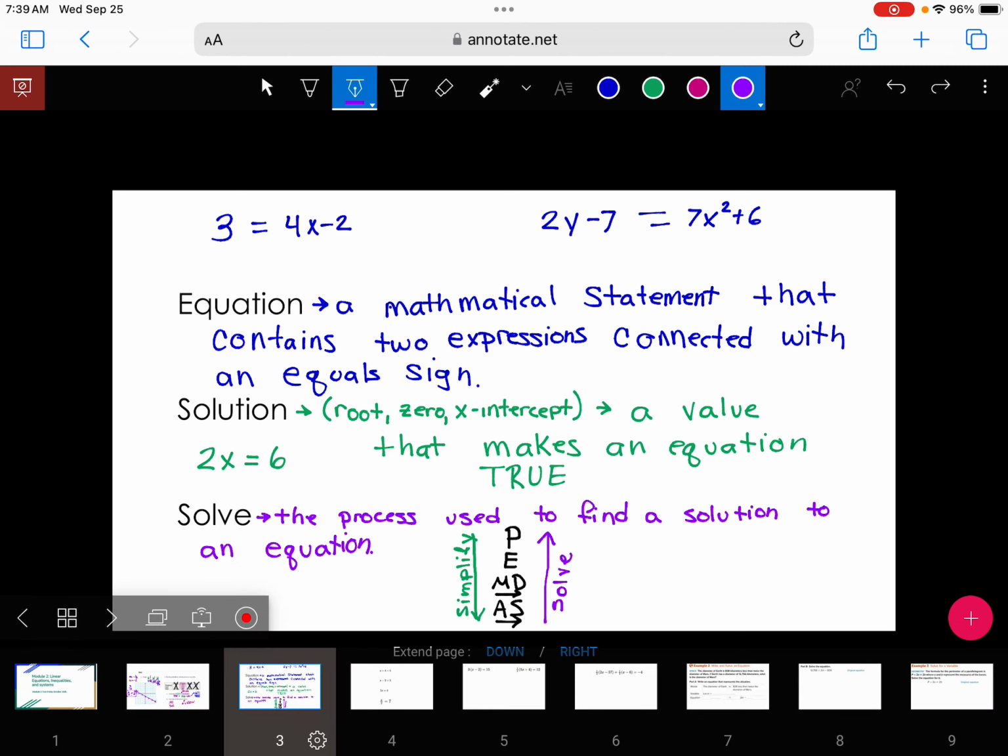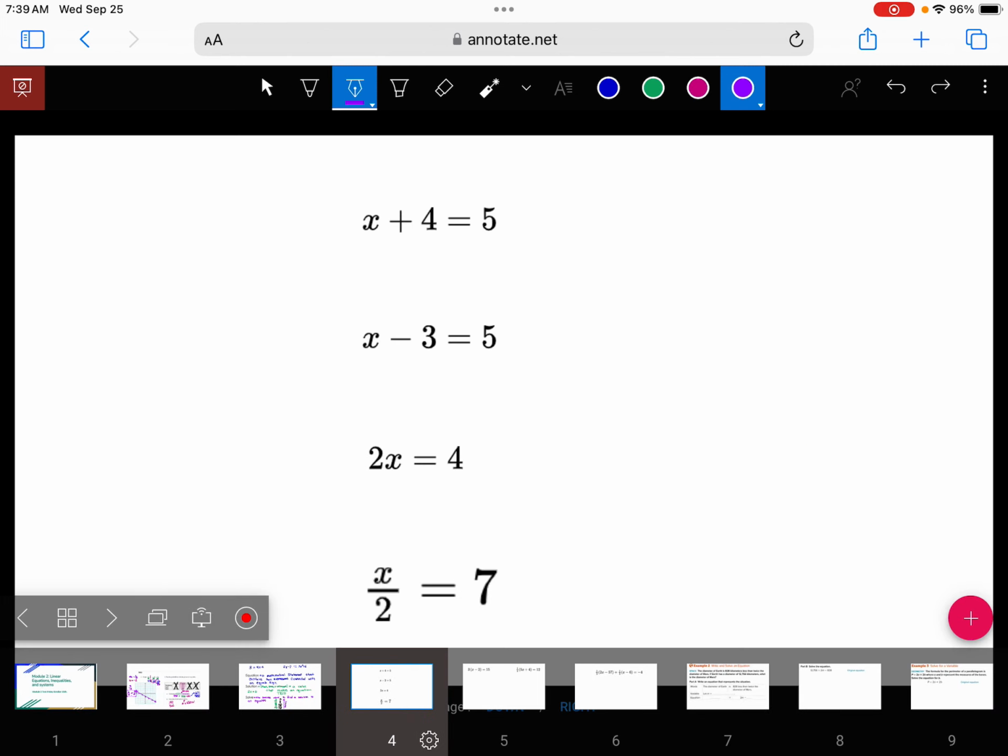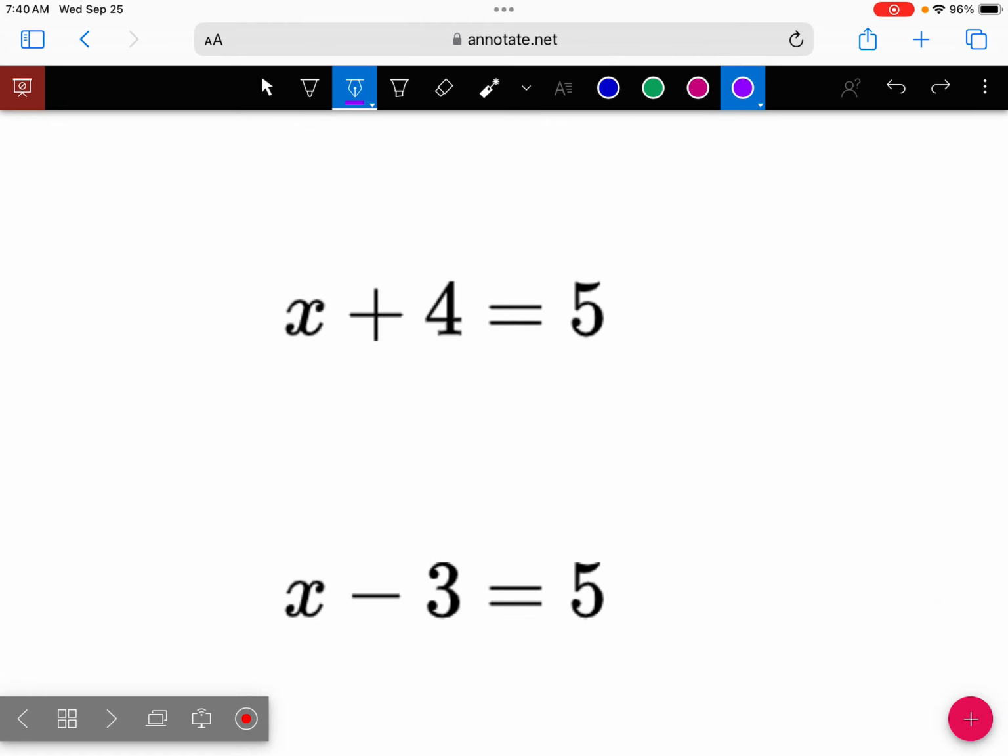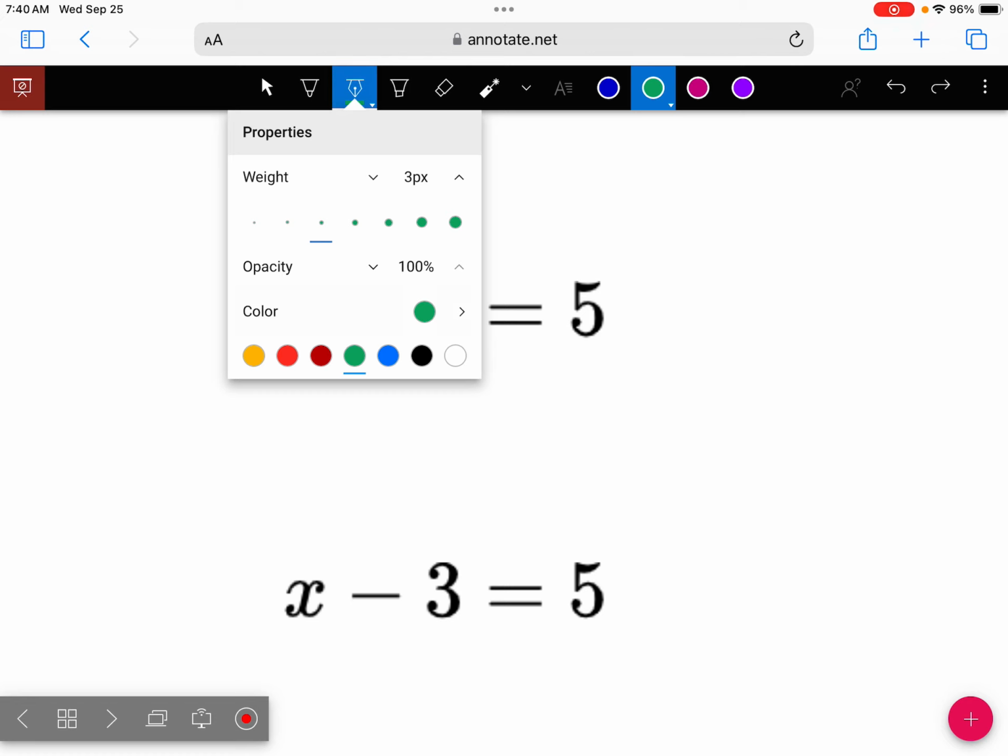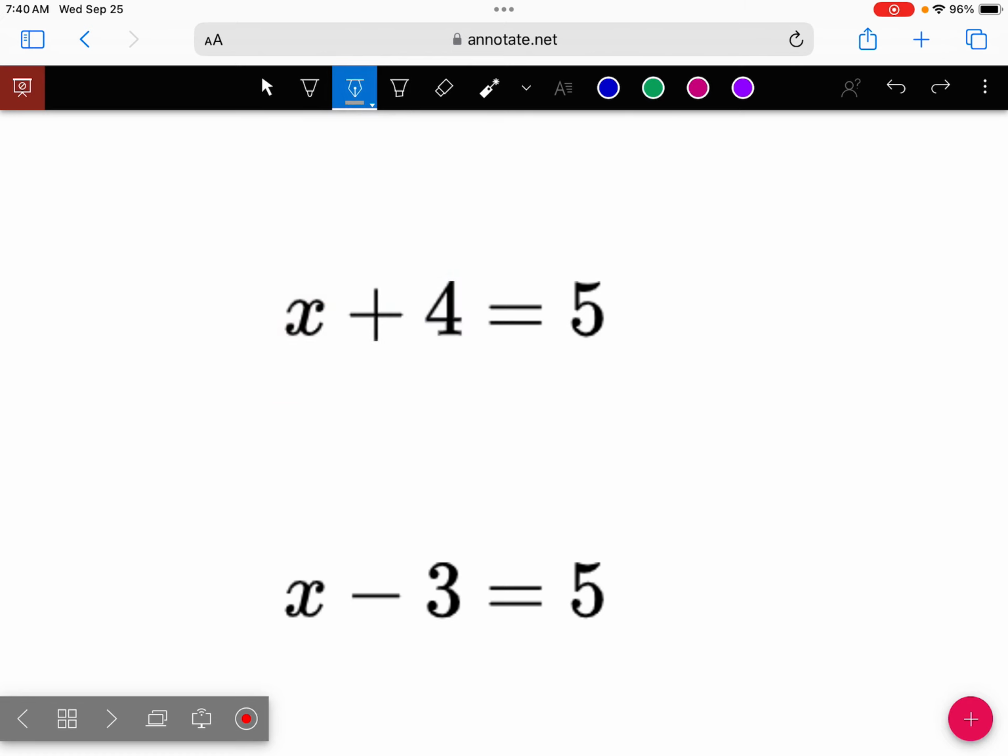Okay, we're going to start with some simple ones. Remembering how to solve. We did something like this in the bell work already, but we're going to still remember. So our first one says x plus 4 equals 5. What can I do to solve this and find out what our solution would be? Minus 4 to both sides of my equal sign.